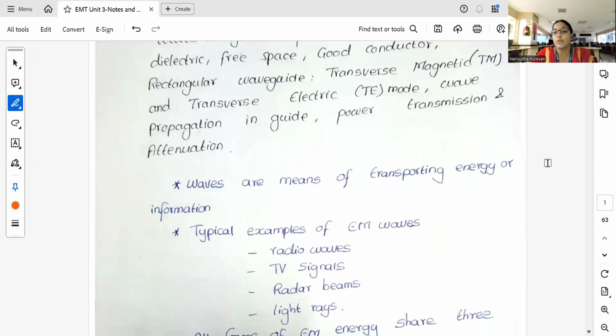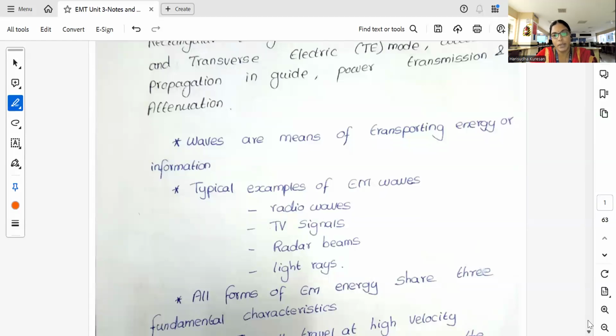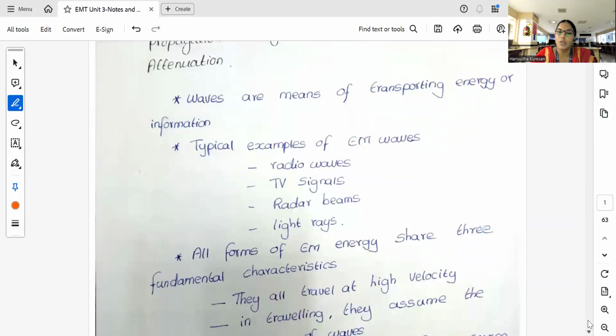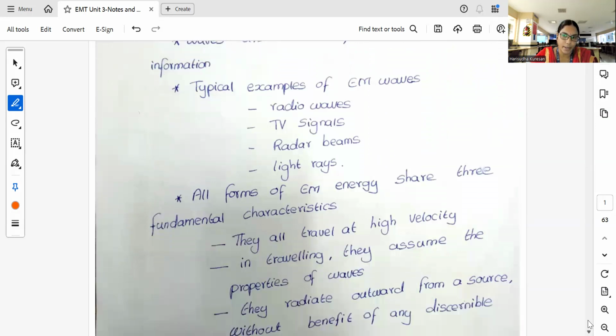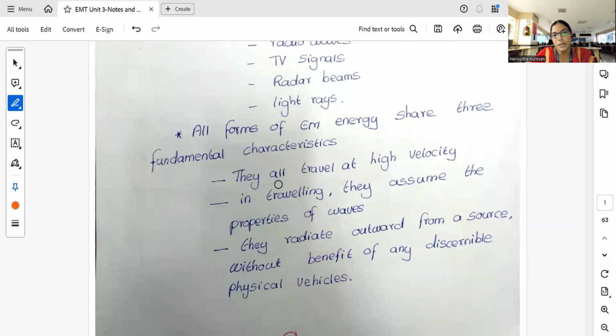Waves are means of transporting energy or information. Typical examples of electromagnetic waves are radio waves, TV signals, radar beams, light rays, and so on. All the forms of electromagnetic energy share three fundamental characteristics. The first one is they all travel at high velocity, and in traveling, they assume the properties of waves, and they all radiate outward from the source without the benefit of any discernible physical vehicles.